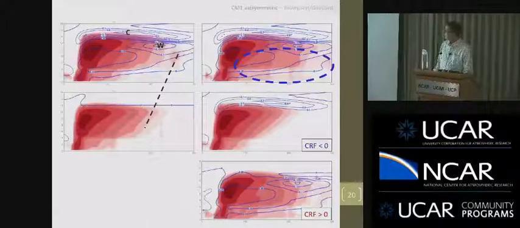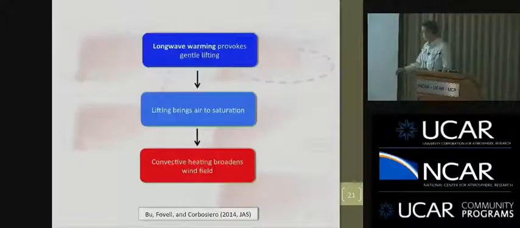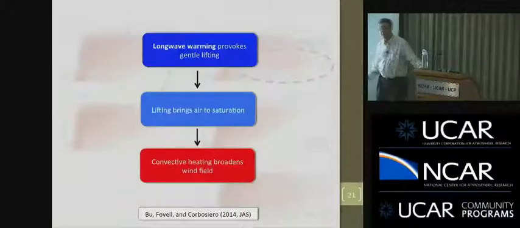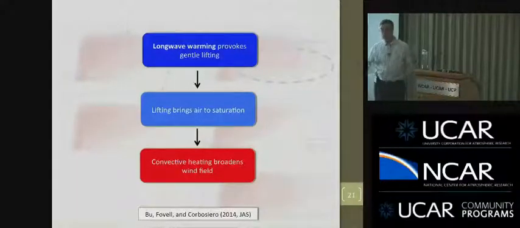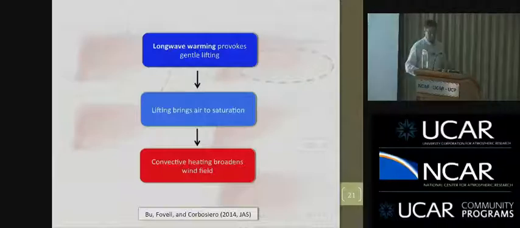So basically what I'm emphasizing is this. My explanation for this that we advanced in this paper, which you probably can't read because it's down at the bottom of the slide, but long wave warming is provoking gentle lifting. This lifting is very small, but it's persistent. And it operates over a long period of time. It operates over a deep layer. And this is gently lifting air to saturation. Once air reaches saturation, convection takes over with its much larger diabatic forcing, and in a Sawyer-Eliassen sense, what the convective forcing is doing is expanding the wind field.